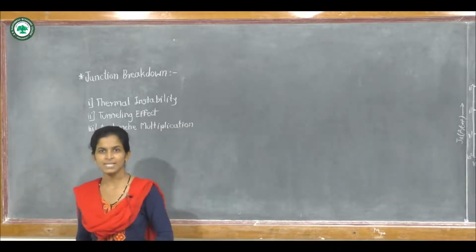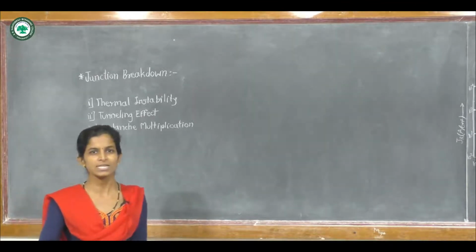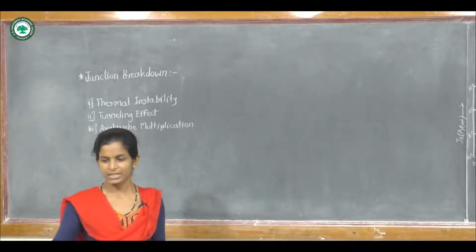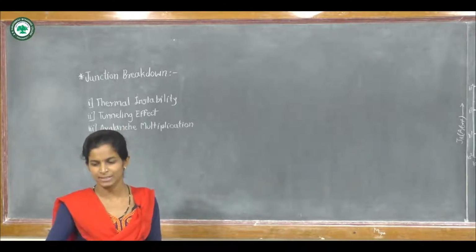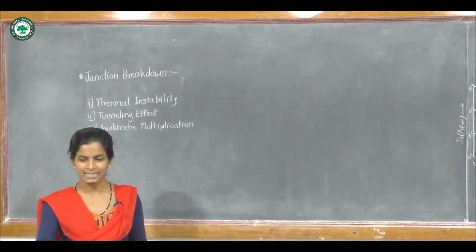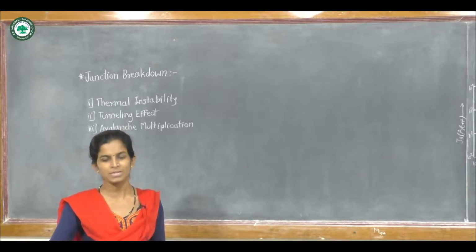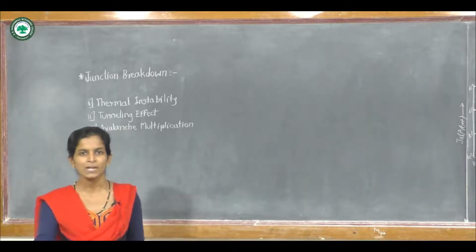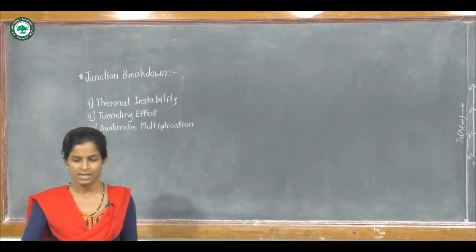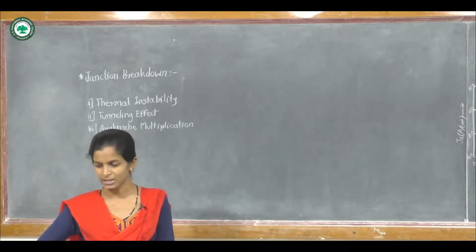So we will discuss these mechanisms one by one. So first one is thermal instability. Breakdown due to thermal instability is responsible for the maximum dielectric strength in most of the insulators at room temperature and is also a major effect in semiconductor with relatively small band gap like germanium.